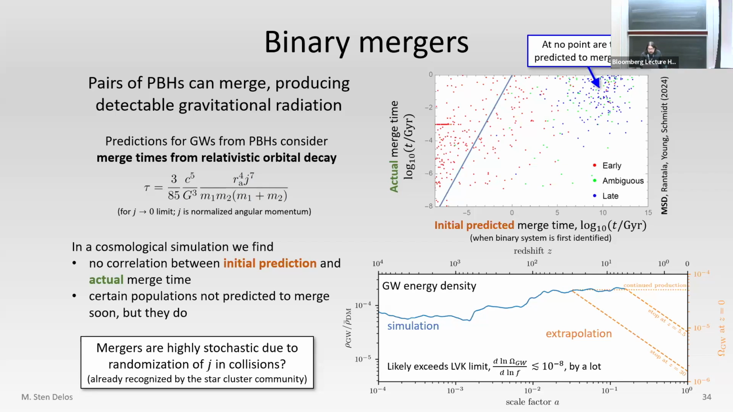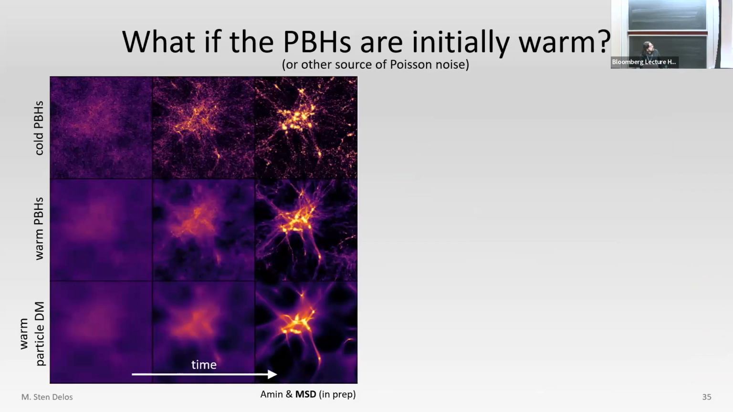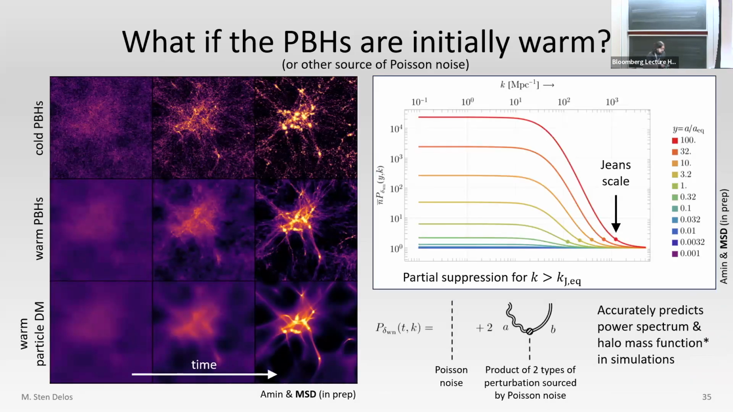Okay, let me just mention one thing really quick. That was all assuming that the primordial black holes are initially cold dark matter. You could think of what happens if actually they're moving. So this is structure formation with cold primordial black holes. This is warm, initially warm. So they're initially moving like warm dark matter.